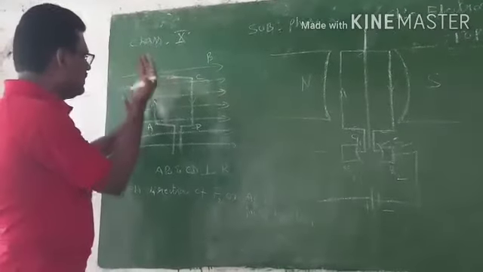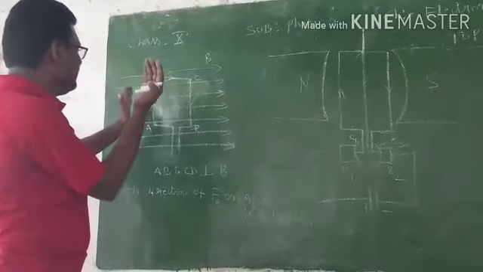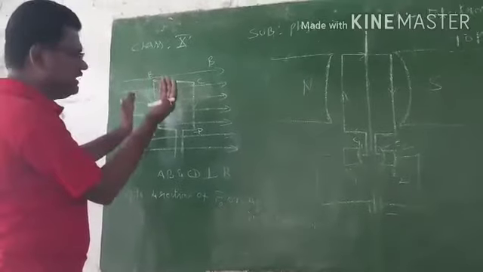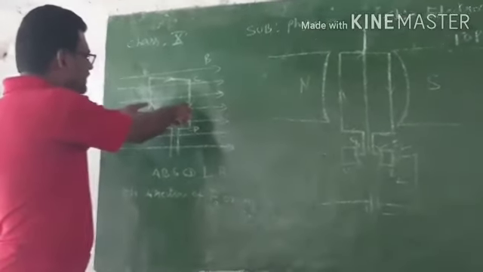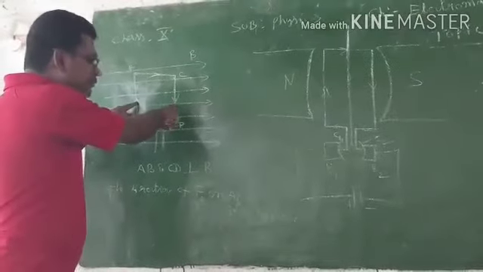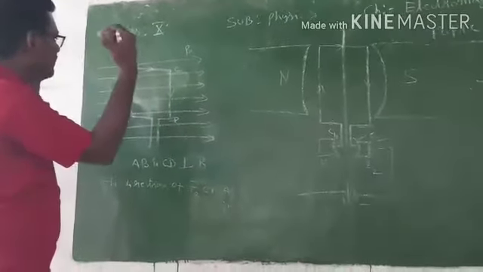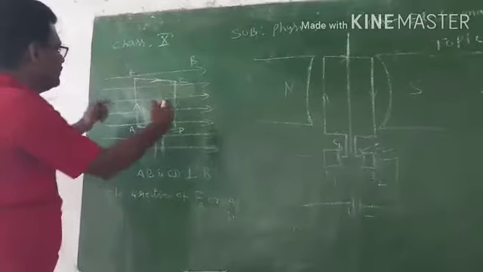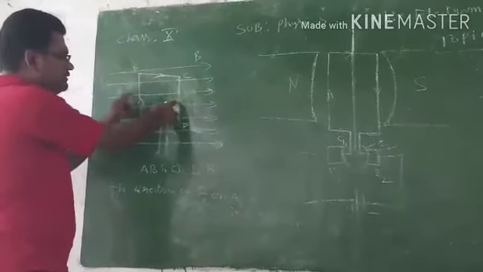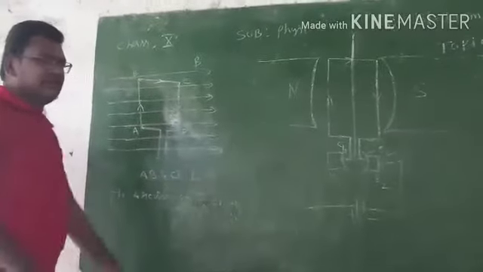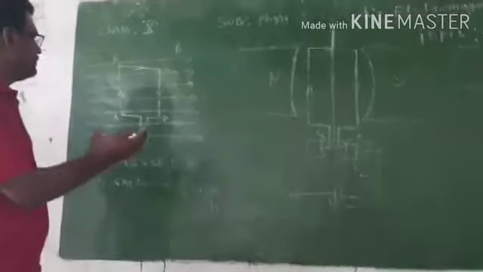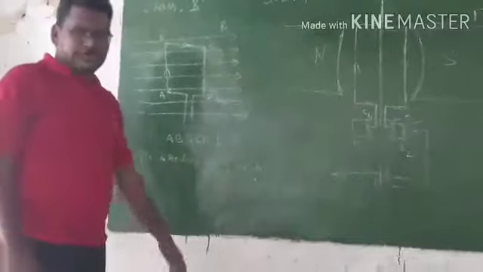These two forces are also equal in magnitude and opposite in direction, and moreover, these two forces are acting at two different points, and the lines of action of the forces pass through different points. These two forces rotate the coil. So because of these two forces, the coil rotates.